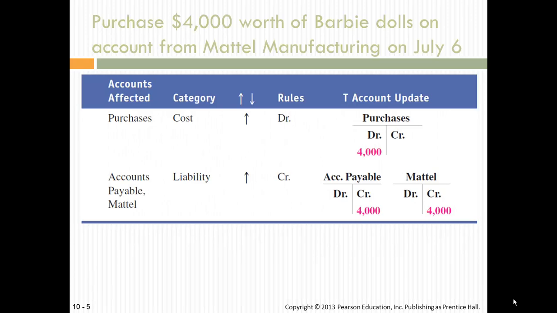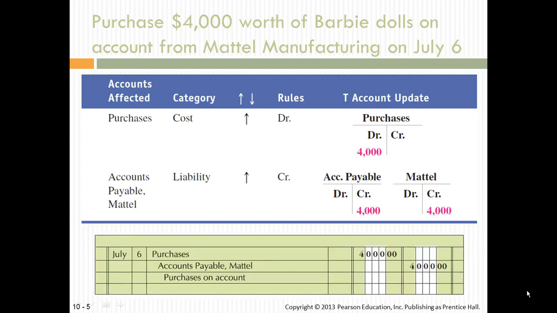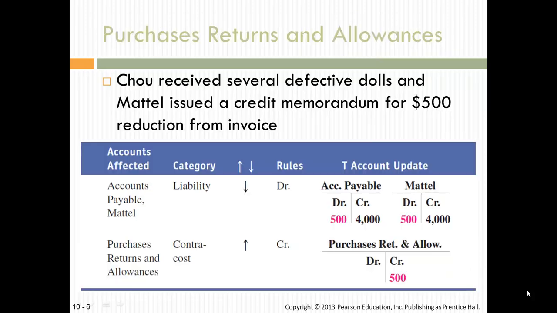Here's an example where somebody purchased $4,000 worth of Barbie dolls on account from Mattel on July 6th. So here is your purchase account. It's a cost account. It has a debit balance. So when you look at the T account, your purchases are debited and they go up. On the flip side, you bought it on account because it tells you that in the transaction. So your accounts payable is credited, and there's your subsidiary account from Mattel. So here's your control account, accounts payable, and here's your subsidiary account. And here's what it looks like in the general ledger.